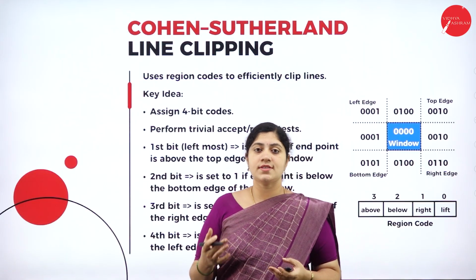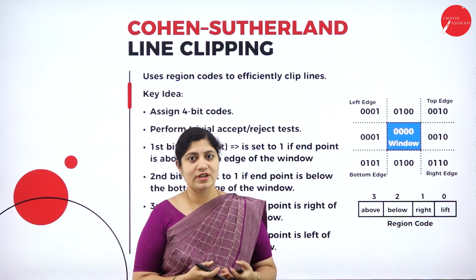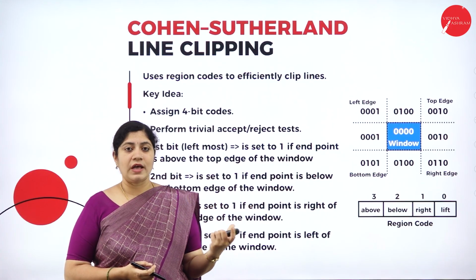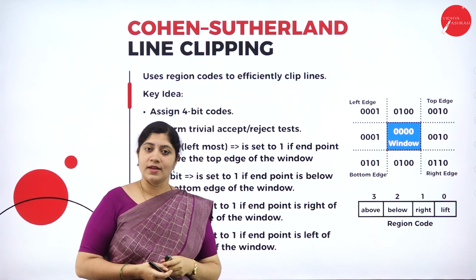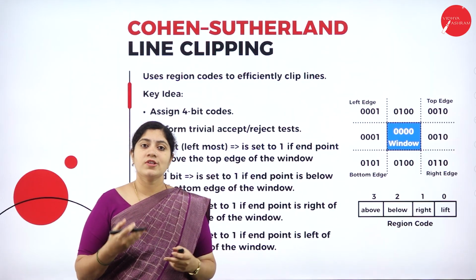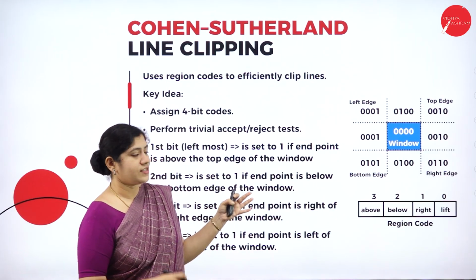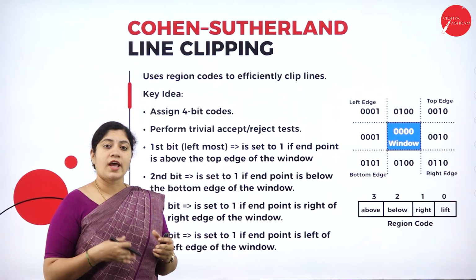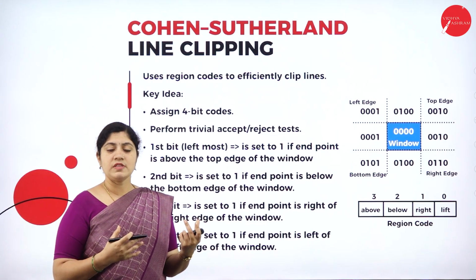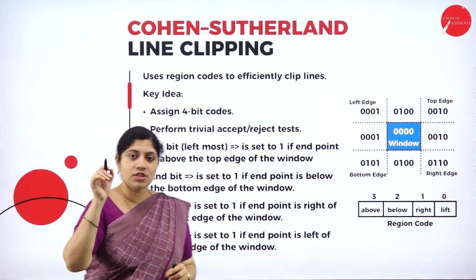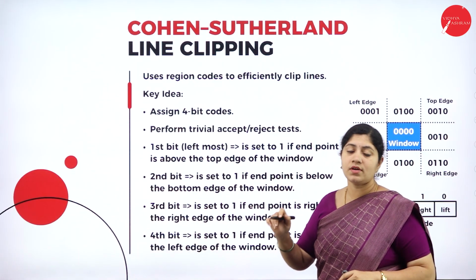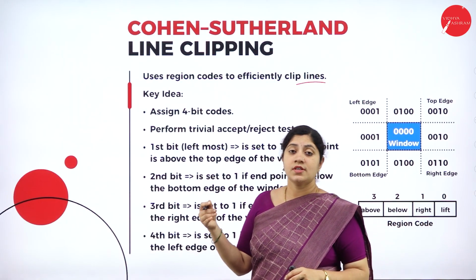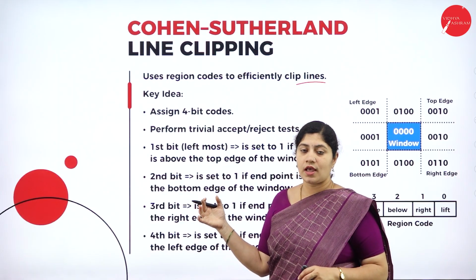Now, as line clipping is very efficient compared to point clipping, we have two more types of line clipping. The first one is Cohen-Sutherland line clipping. The second one is midpoint subdivision line clipping, which we'll see next. First, let's understand what Cohen-Sutherland line clipping is. This is also a type of line clipping algorithm, and it uses region codes to efficiently clip the unwanted portion of the lines. Now let's see the steps or the idea behind this algorithm.